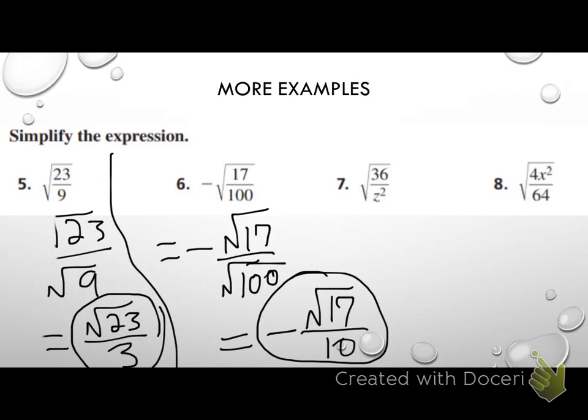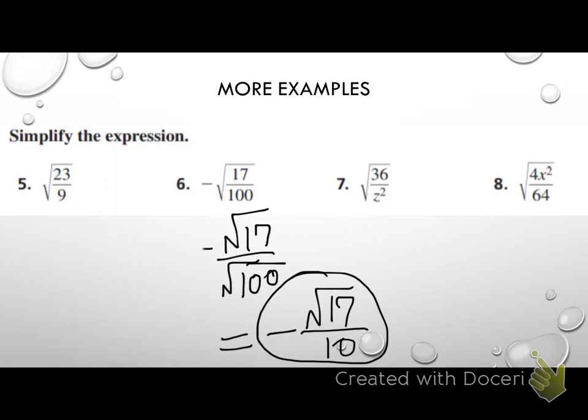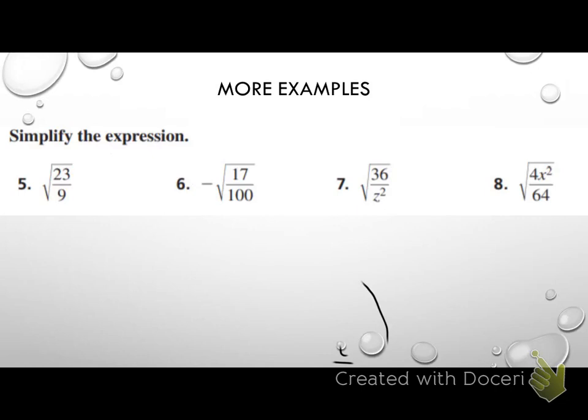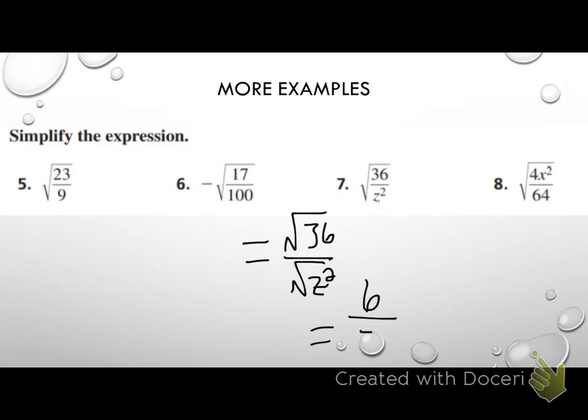Let's move on to number 7. So we have the square root of 36 over z squared. Break them down into their own square roots. The square root of 36 over the square root of z squared. Simplify each radical. The square root of 36 is 6. The square root of z squared is z. 6 over z is my answer.